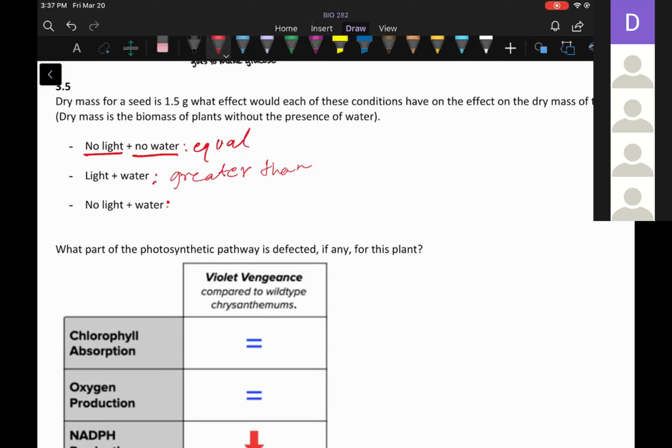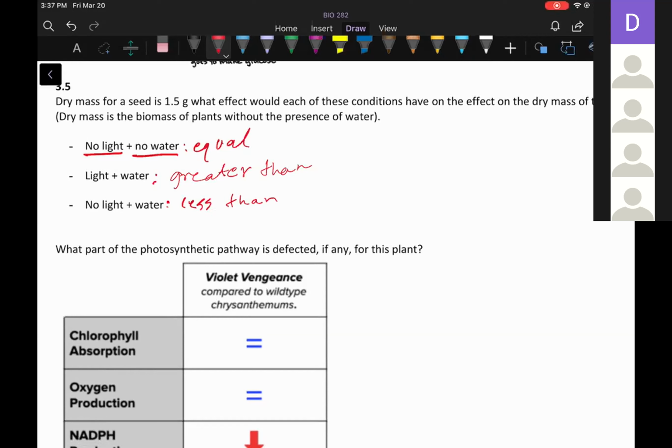And if we have no light but we have water, what would happen there? Would it still be greater than, I believe? No. It'd be less than. Less. So it's going to be less than. So does anyone want to explain why that is?